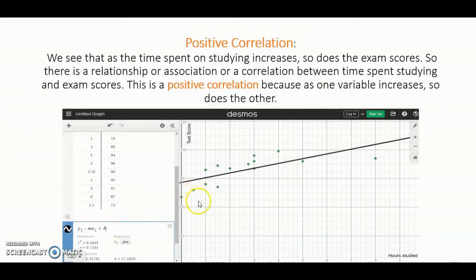We see that as the time spent studying, hours studied, increases from left to right, so does the exam score of a student. So there is a relationship, or if you want, an association, or another word for it is correlation, between the time spent studying and exam scores. This type of association or correlation is called a positive correlation.